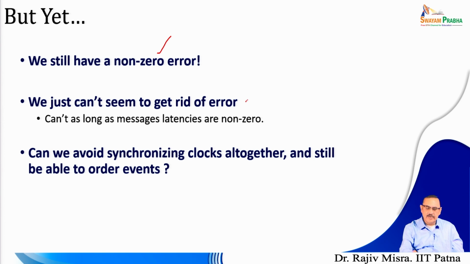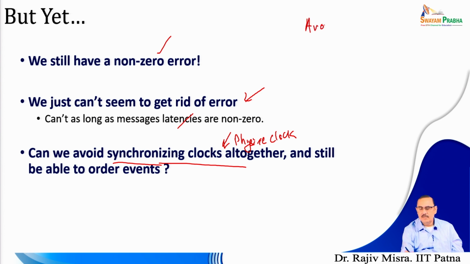Now, the question is, how do we get rid of these particular errors? Even a clock synchronization algorithm is not eliminating the error to 0, it is always non-zero, because the messages have message latency and these latencies are non-zero. So, how can we avoid synchronizing the physical clocks? How to avoid physical clock synchronization?